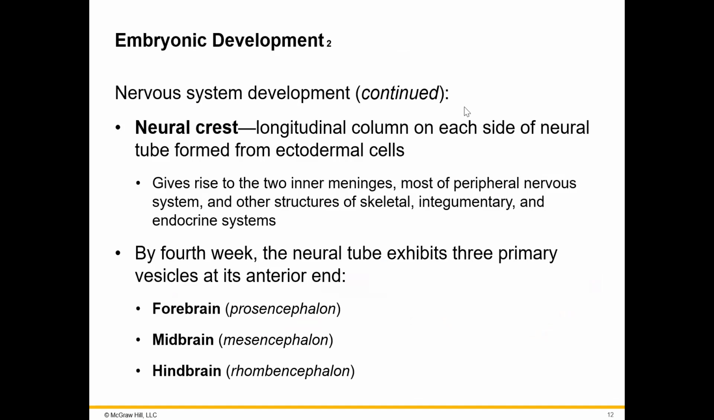Okay, so the nervous system development. When we look at the nervous system, there is a neural crest. This neural crest is a longitudinal column on each side of the neural tube formed from the ectodermal cells. And by the 4th week of development, the neural tube exhibits 3 primary vesicles. There's the forebrain known as the prosencephalon.